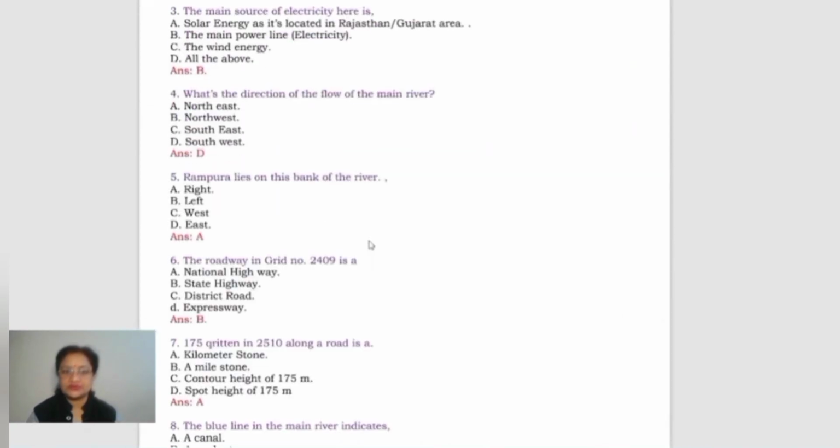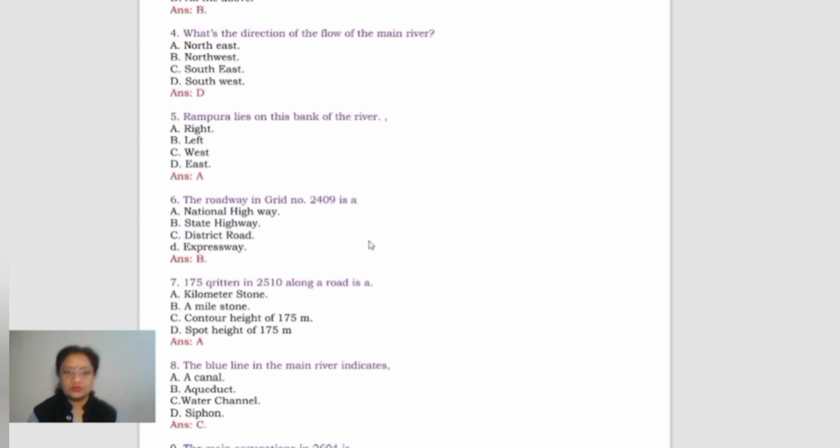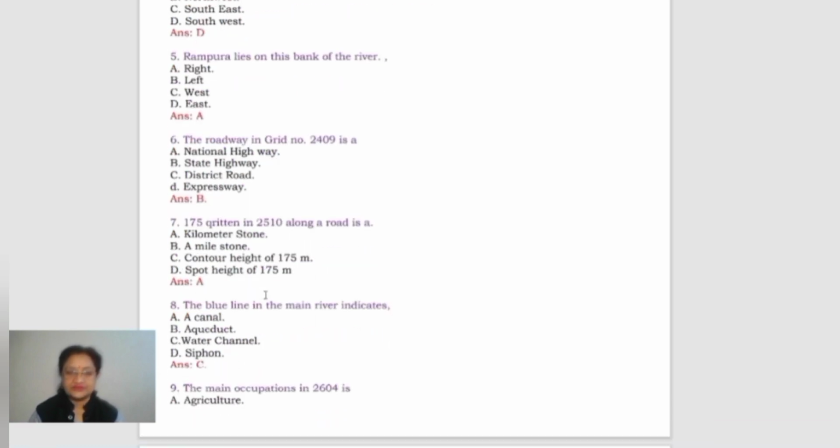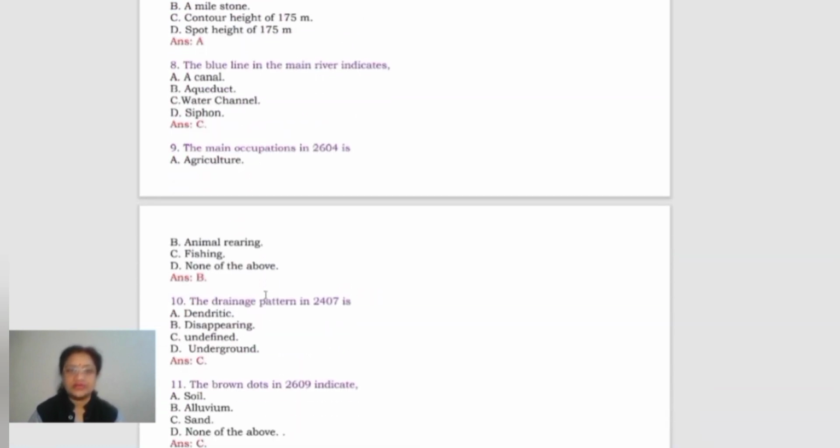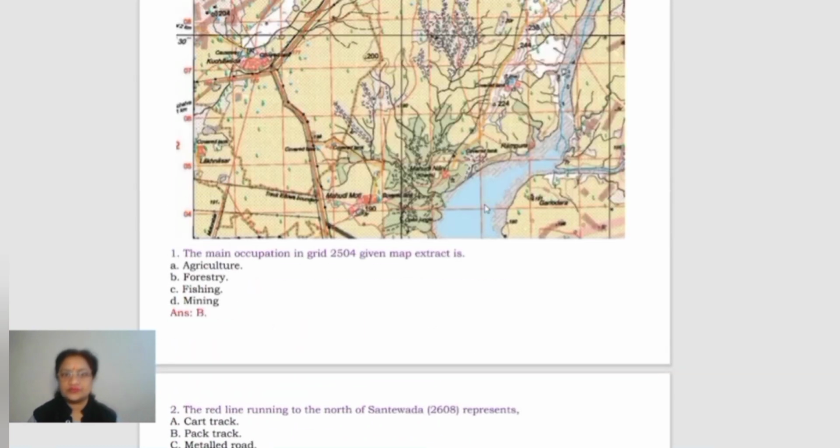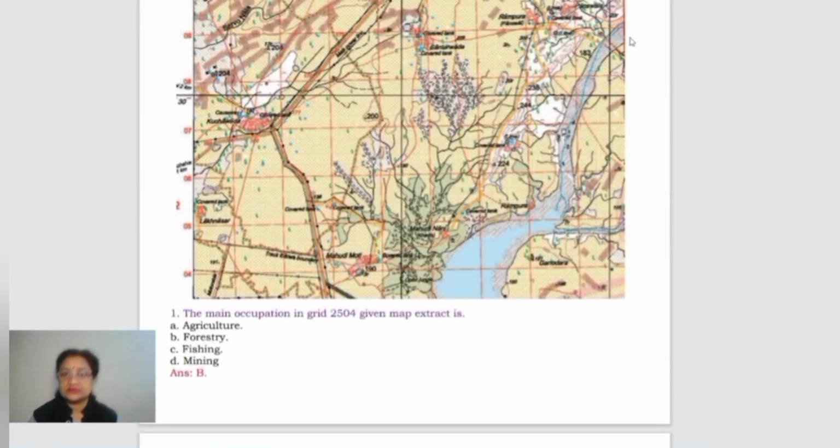Let's see the options given. Kilometer stone, milestone, contour height of 175 meters, spot height of 175 meter. It is kilometer stone. Here it's written 175 kilometers. Next, blue line in the main river indicates. What is the blue line? Let's see. Yes, this is a blue line.